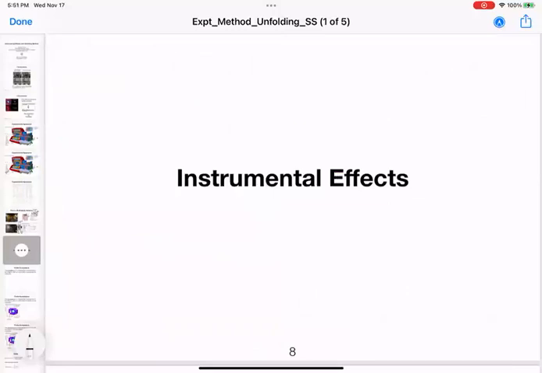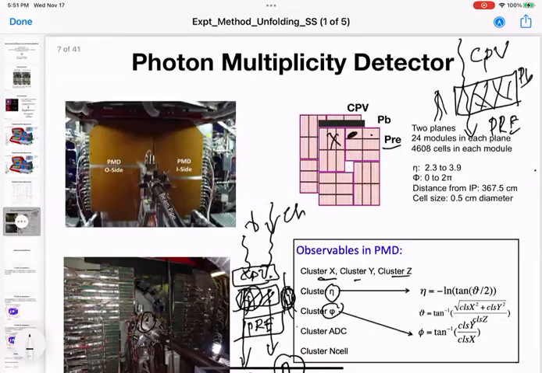So what are those showers you are talking about? Shower means your photon will interact with this lead and will produce charged particles like your pi 0. Okay, sir.